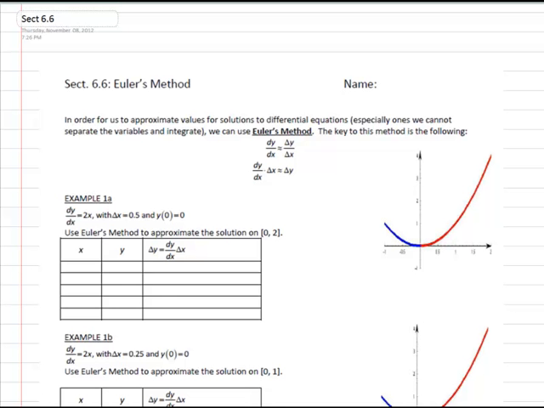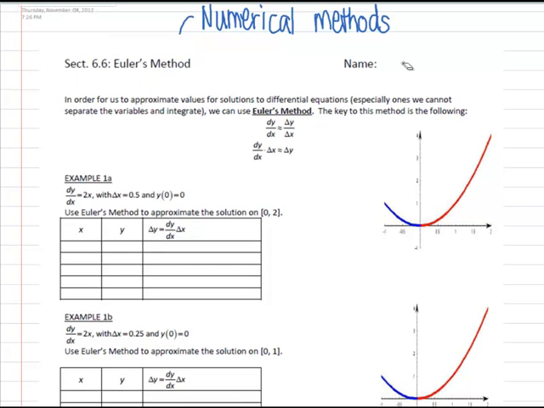Okay, we are going to work on something called Euler's method, which is a numerical method for us to find solutions for differential equations. So now what we're going to focus on is a way for us to numerically calculate solutions. And this process is called Euler's method.